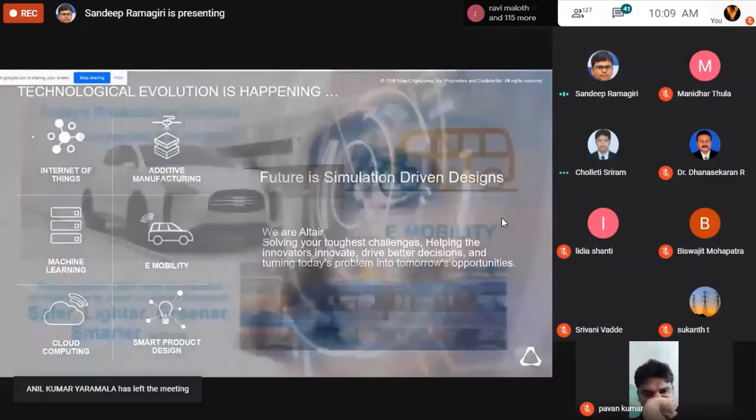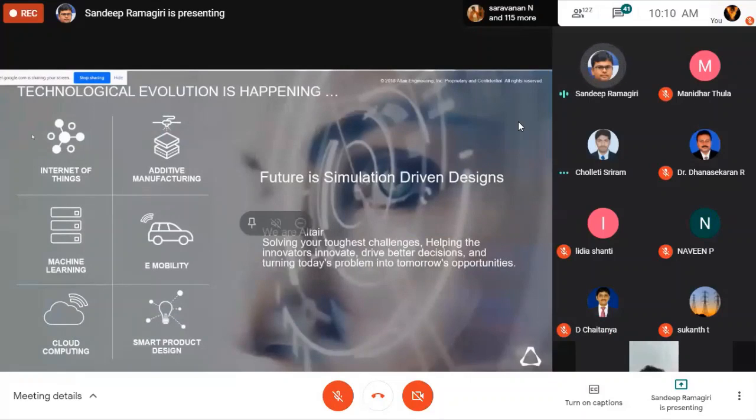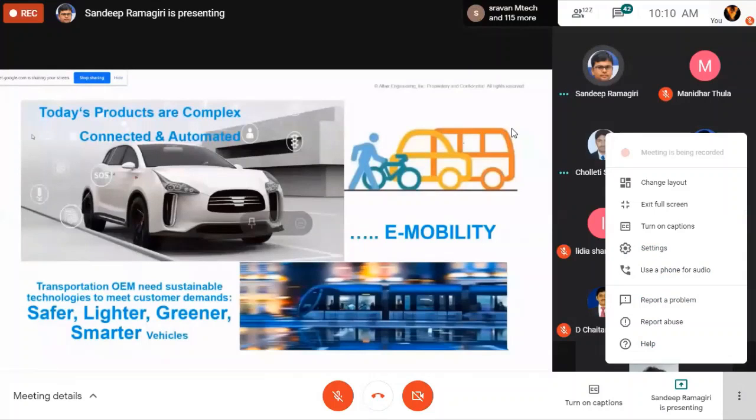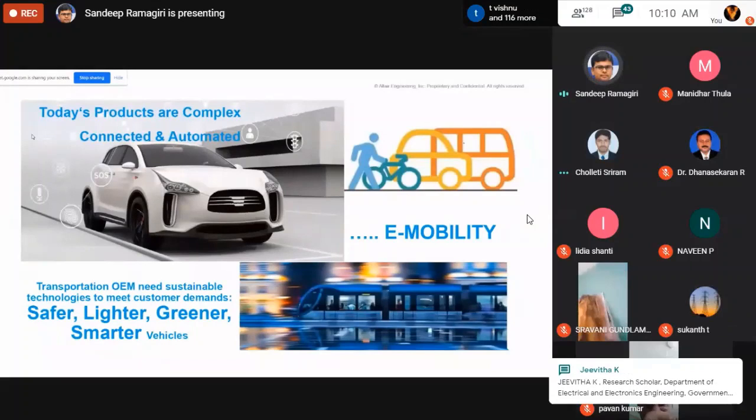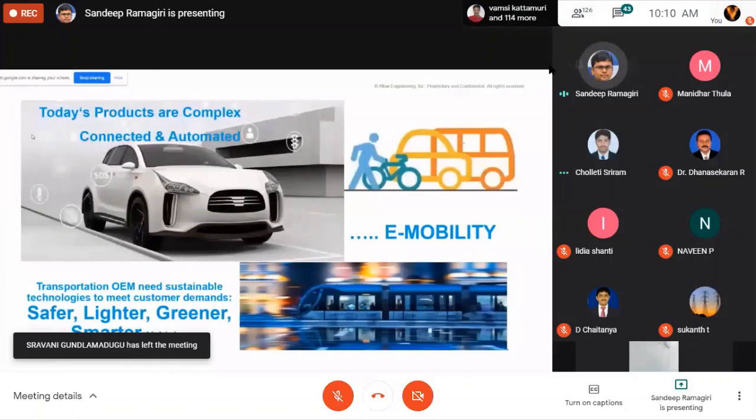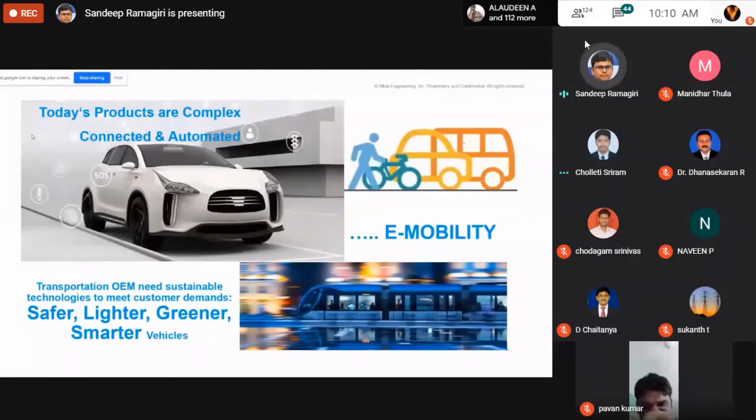Today's concept is more focused on e-mobility. The definition of e-mobility is nothing but converting a fuel-driven powertrain into an electrically powered powertrain. Basically we have a motor there, and transportation OEMs need sustainable technologies to meet the demands of the customer. Whatever we design has to be safer, lighter, greener, and smarter. That's how today's products are driven and designed.